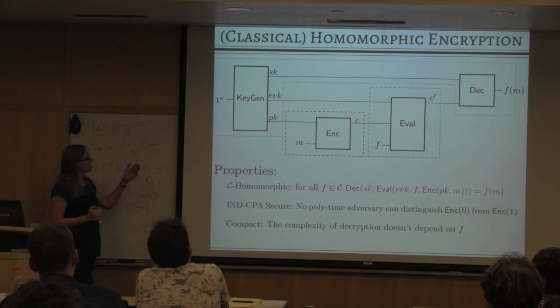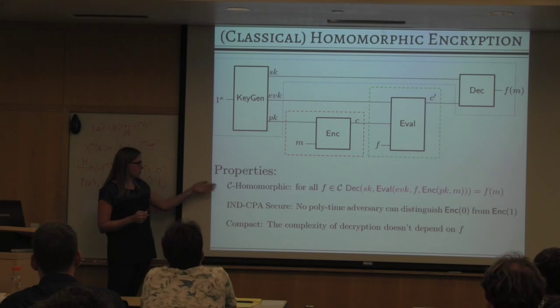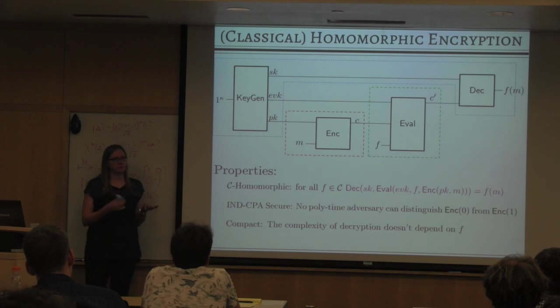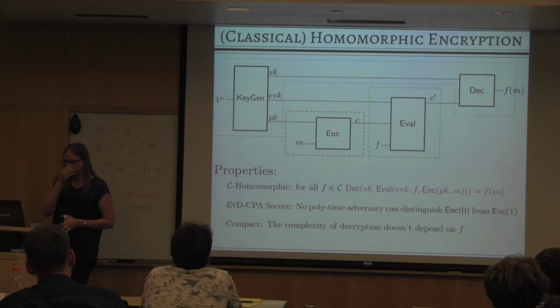Okay, so if a homomorphic encryption scheme is homomorphic for the set of all classical circuits, CPA secure, and compact, then we say it's a fully homomorphic encryption scheme.